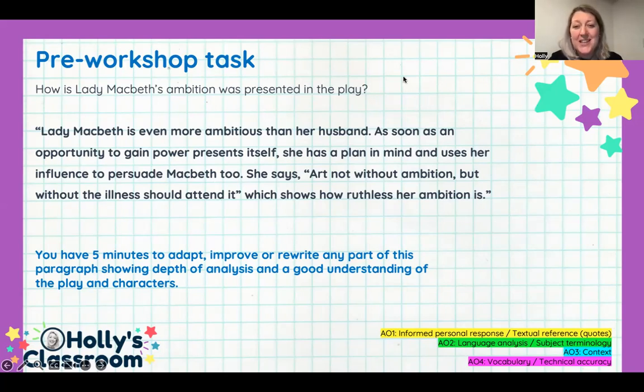And I have just noted the typo on the screen. It says, "How is Lady Macbeth's ambition was presented in the play?" So obviously the word "was" should not be in that question. Once we come back from the breakout rooms, I will show you a more developed answer to have a little look at before we move on.